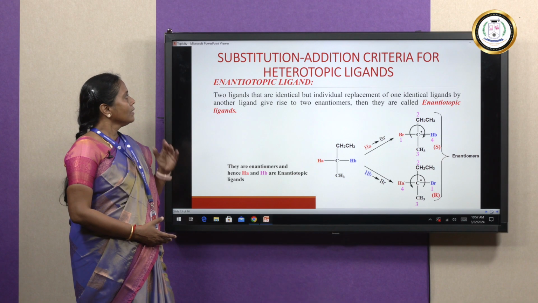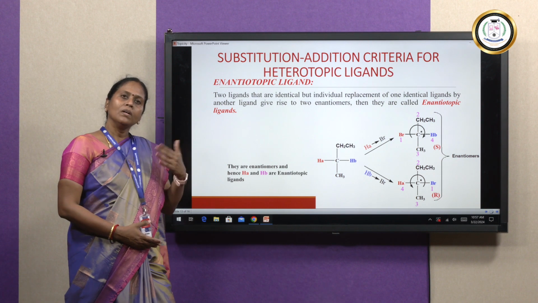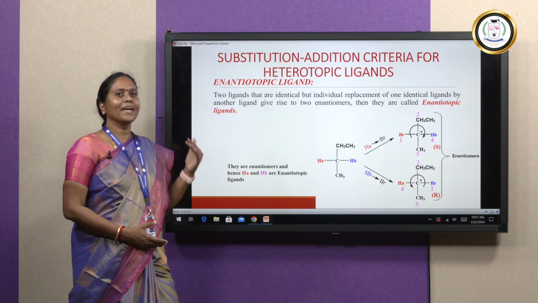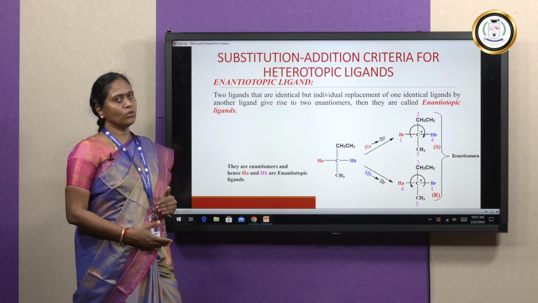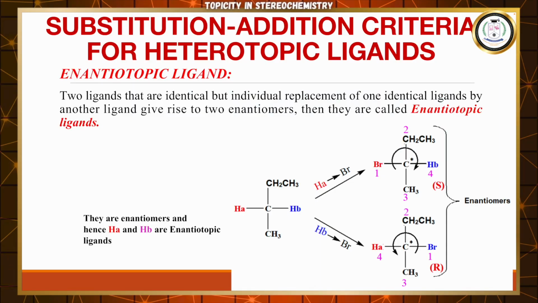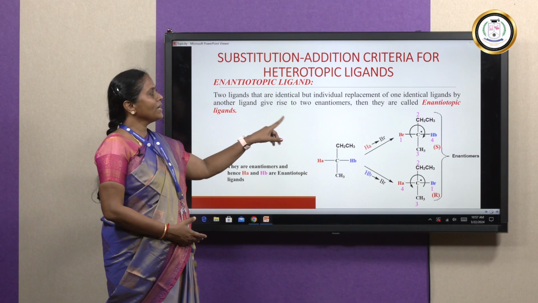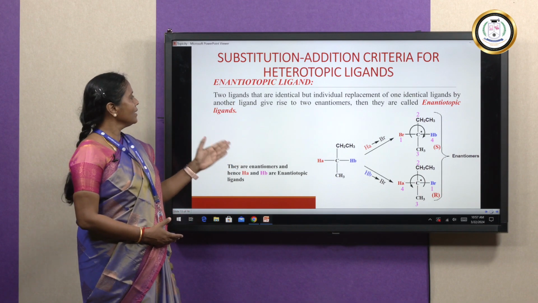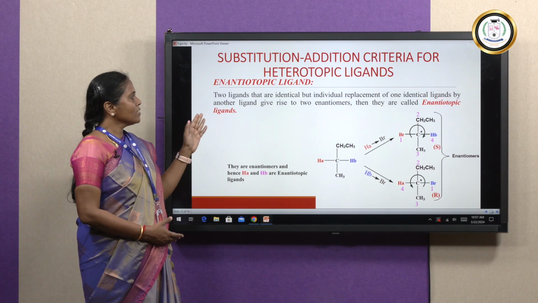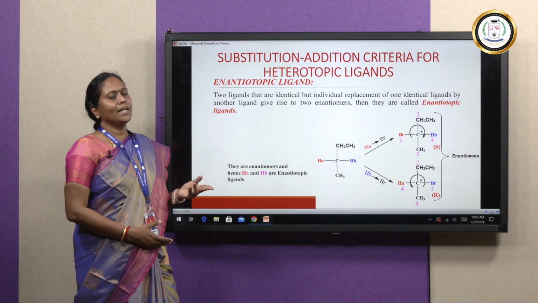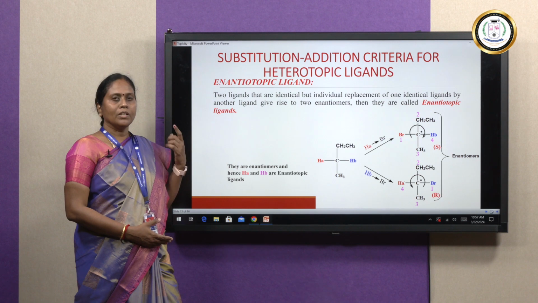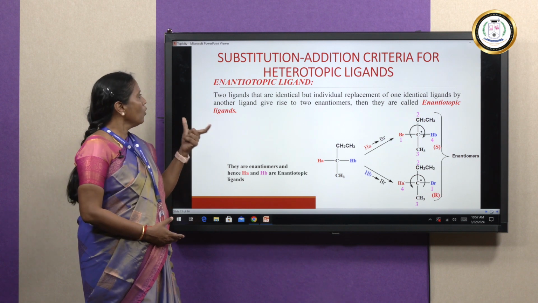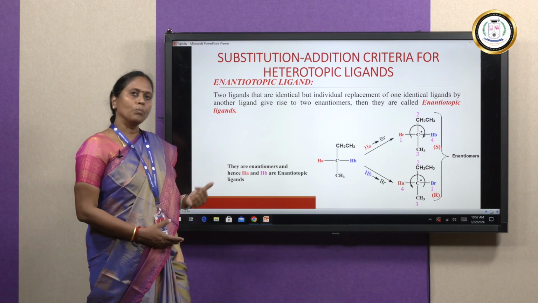Heterotopic ligands are of two types again: enantiotopic ligands and diastereotopic ligands. When it is an enantiotopic ligand, the two ligands that are identical, but individual replacement of one identical ligand by another ligand, will give rise to two enantiomers. Then the two homomorphic groups will be called enantiotopic ligands.